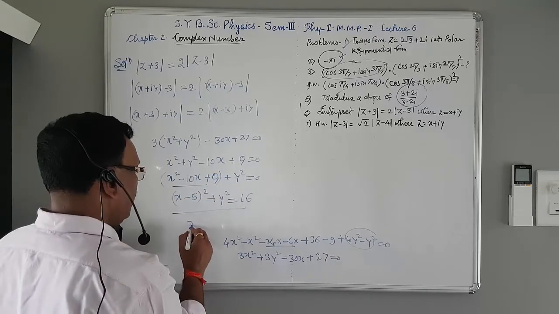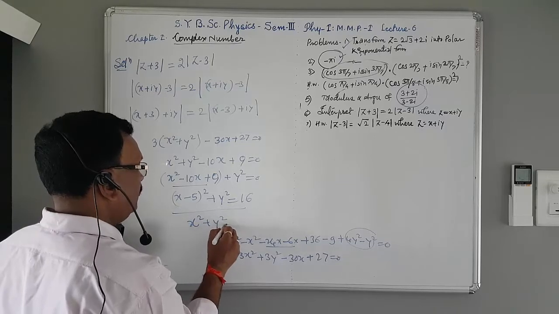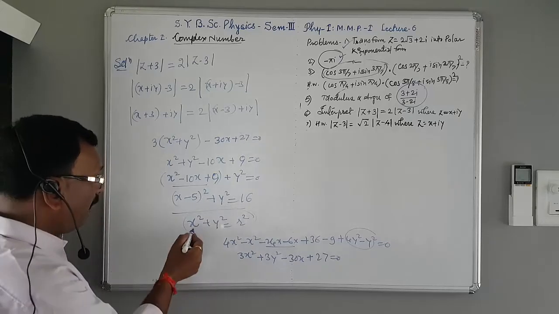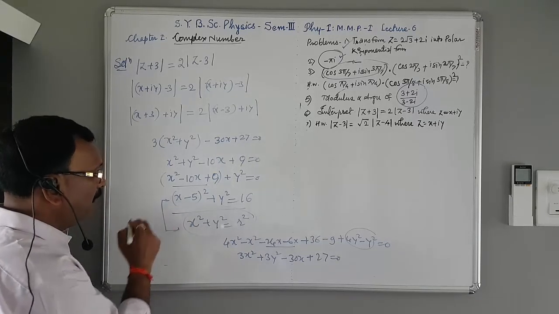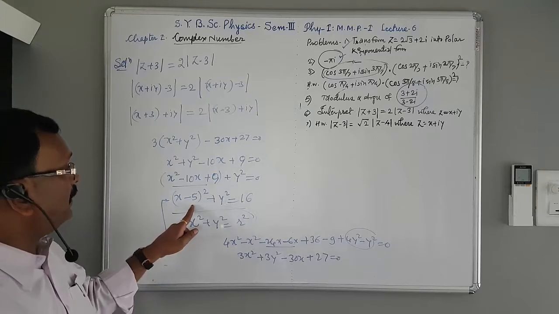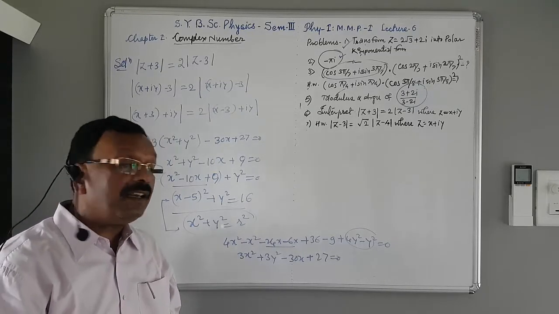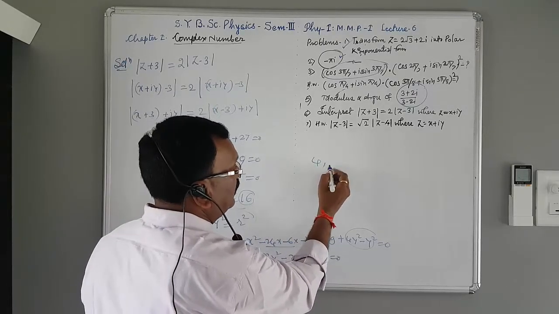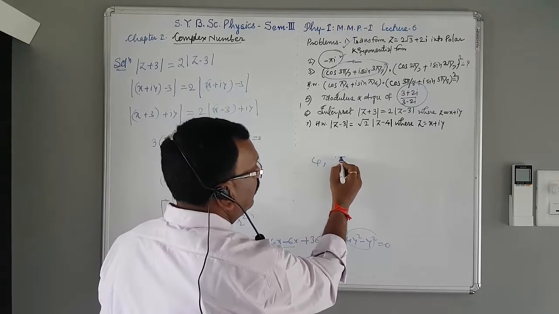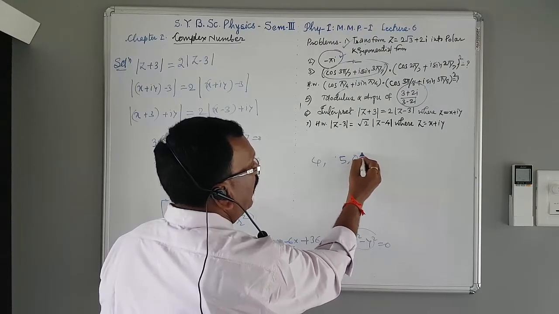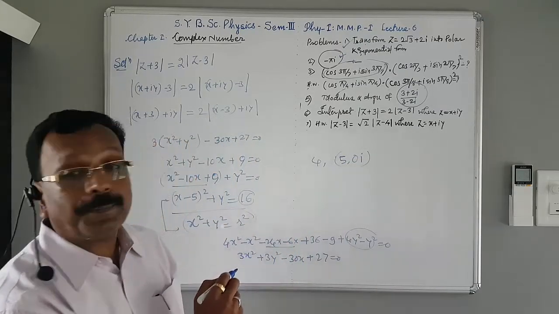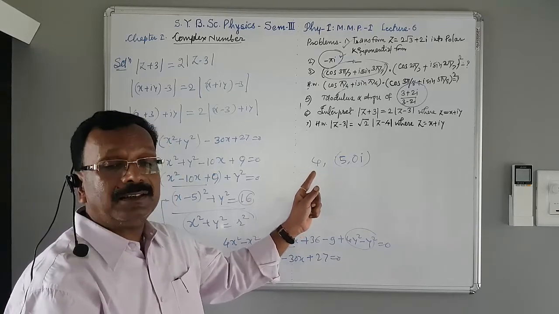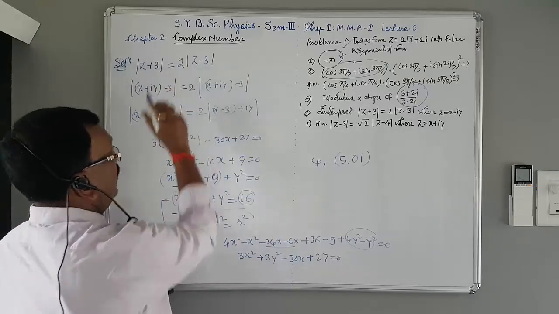This equation is like the equation x square plus y square is equal to r square, and this equation represents a circle. Hence, by comparing this equation with this equation, we can interpret that this equation represents a circle whose radius is square root of 16, that is 4, and whose center is 5 plus i0, or (5, 0). And every point on the circle represents the complex number z.